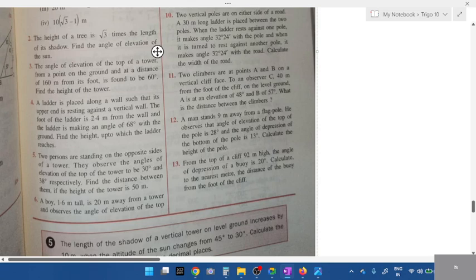Ladder is placed resting on a wall. The foot of the ladder, 68 degrees. Yes, tell me.